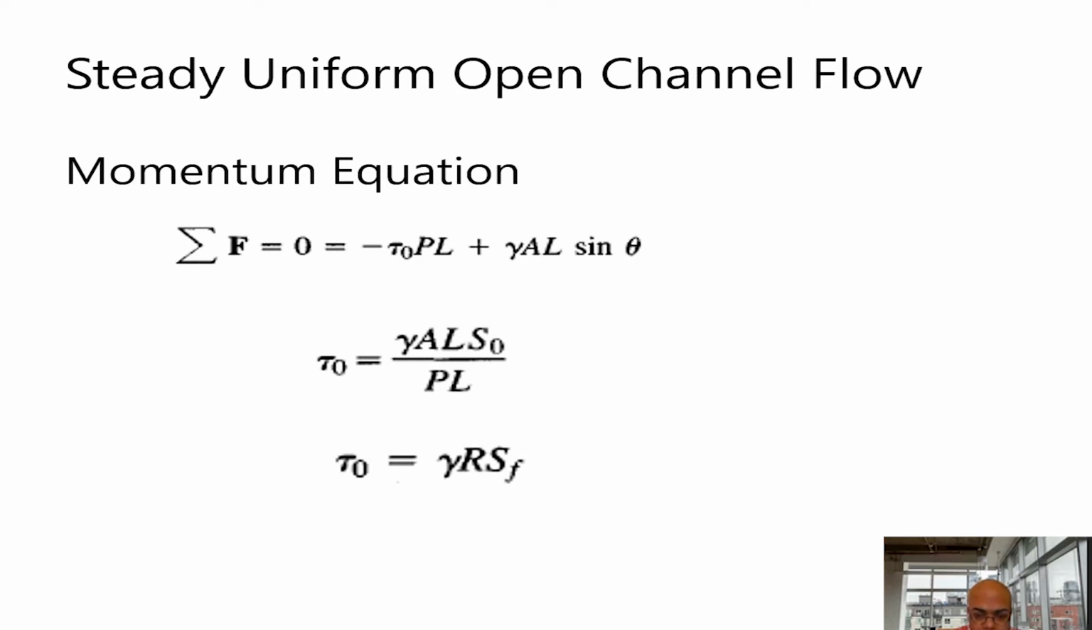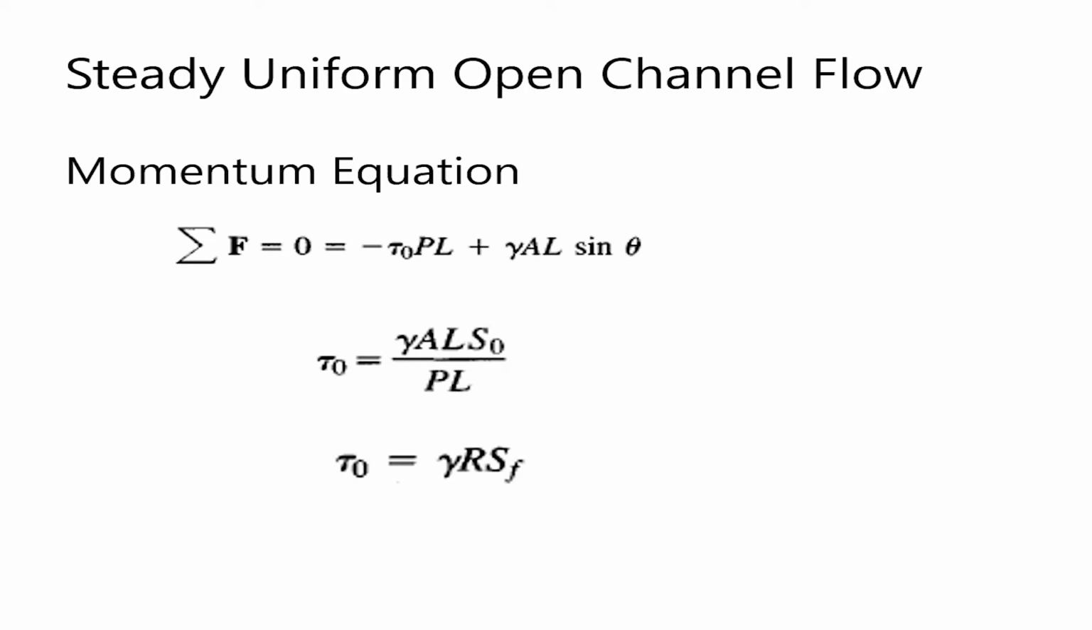Anyway, this will be covered in your fluid mechanics course, I think you are studying it in the next semester. This is just for introduction. So the shear stress at the bed of an open channel flow can be written as gamma R S_F, whereas gamma is the specific weight, R is the hydraulic radius, and S_F is the frictional slope.